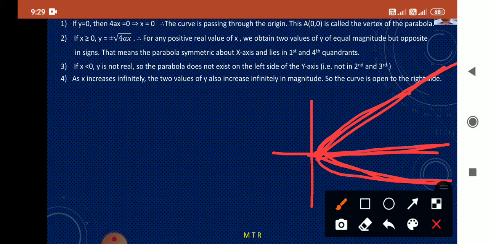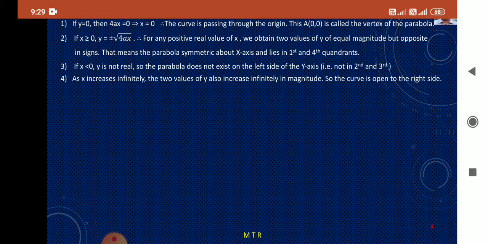So the curve is open to the right side. You observe the right side is open. That means the curve is not bounded. The curve is an open curve.